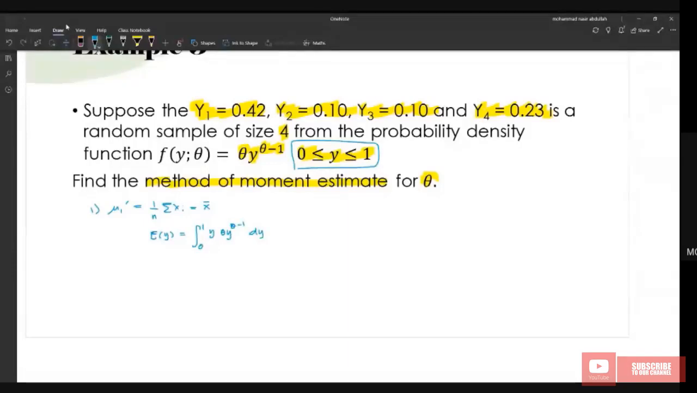So if you include y into the function, it should be equal to theta y to the power of theta with respect to y. And this should be equal to theta y^(theta plus 1) divided by theta plus 1, from 0 to 1. So the expected value of y should be equal to theta divided by theta plus 1.